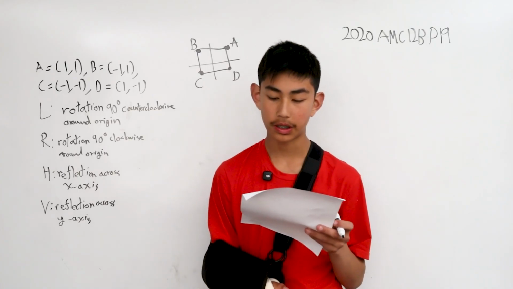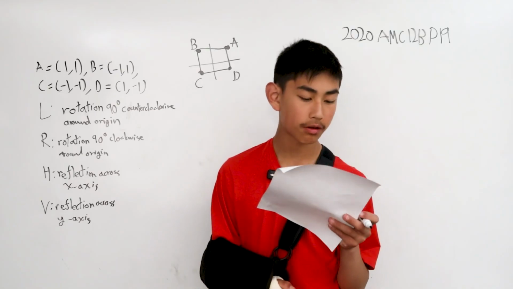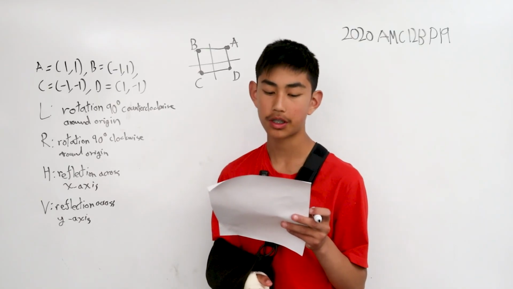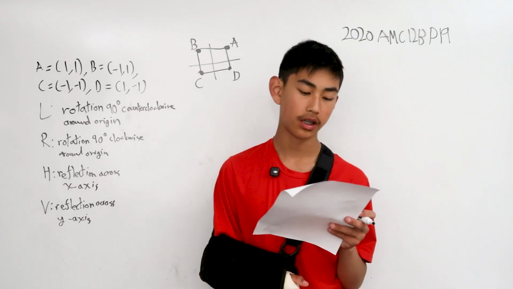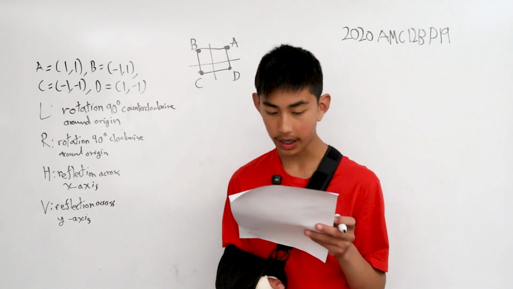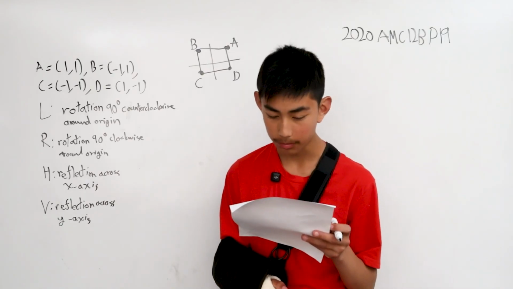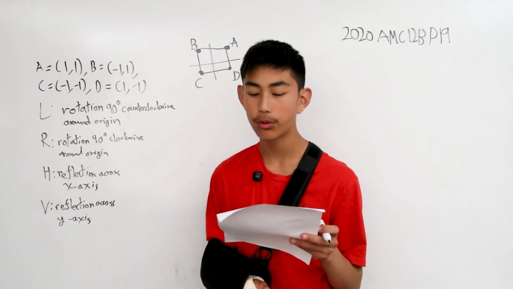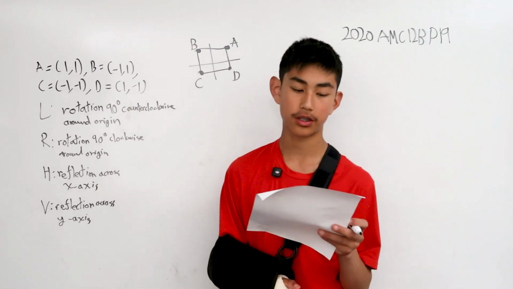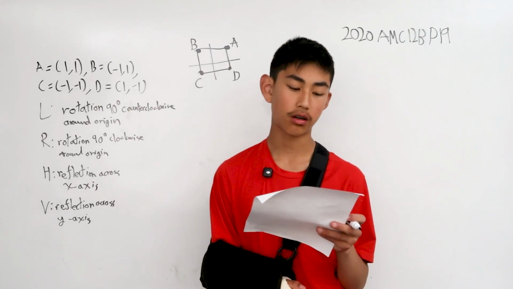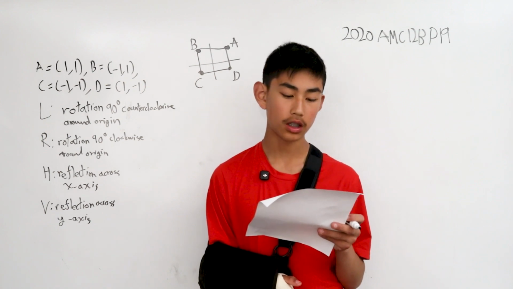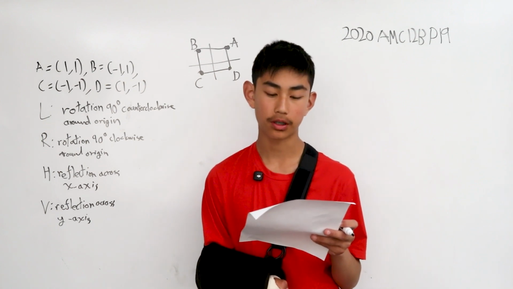For example, applying R and then V would send the vertex A at (1, 1) to (-1, -1), and would send the vertex B at (-1, 1) to itself. How many sequences of 20 transformations chosen from the set L, R, H, and V will send all of the labeled vertices back to their original positions?